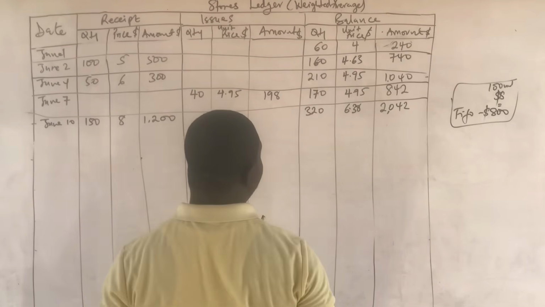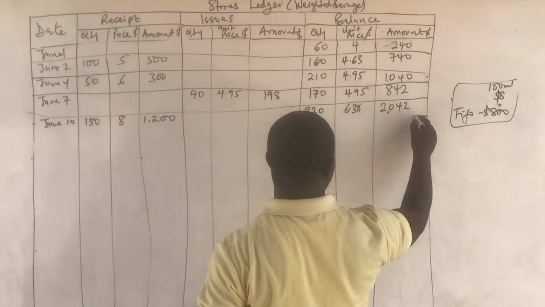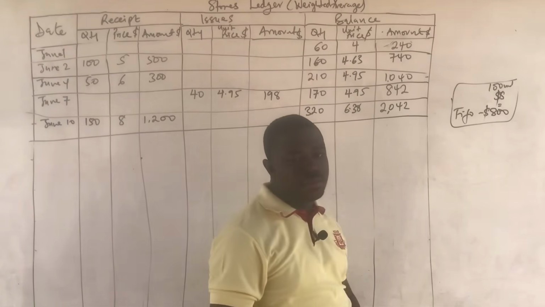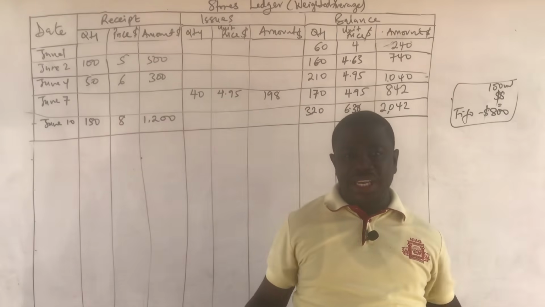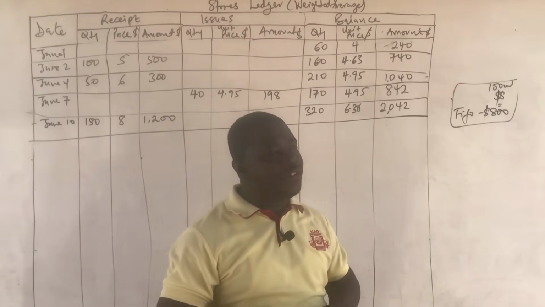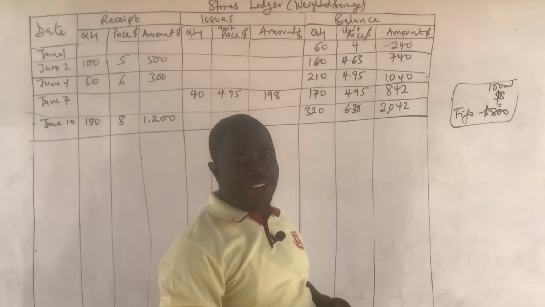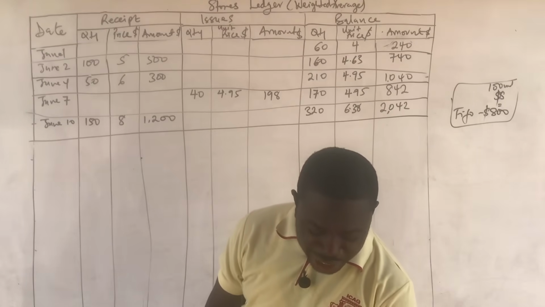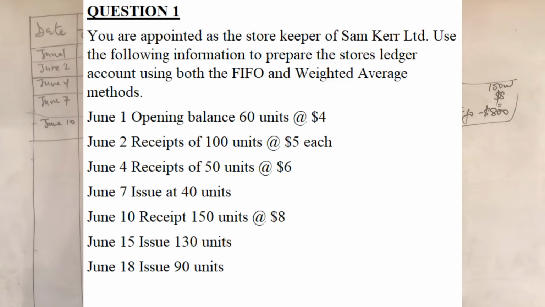So 6.38 becomes the new unit price. We are done with the transaction on the 10th. This is very easy. I don't know which one is easier for you, the FIFO or the weighted average. All right. The last 2 transactions: on June 15th, there was an issue of 130 units.